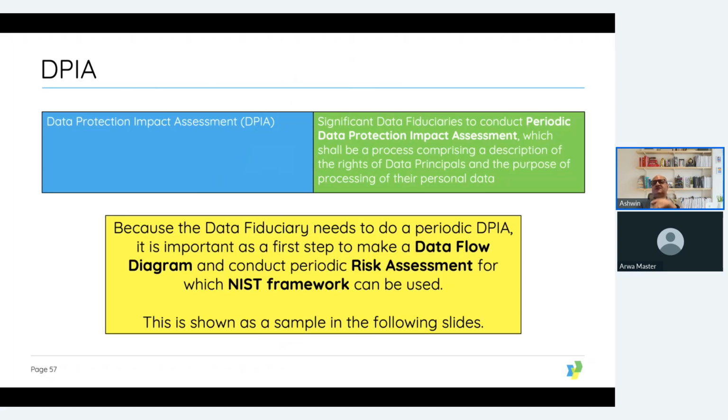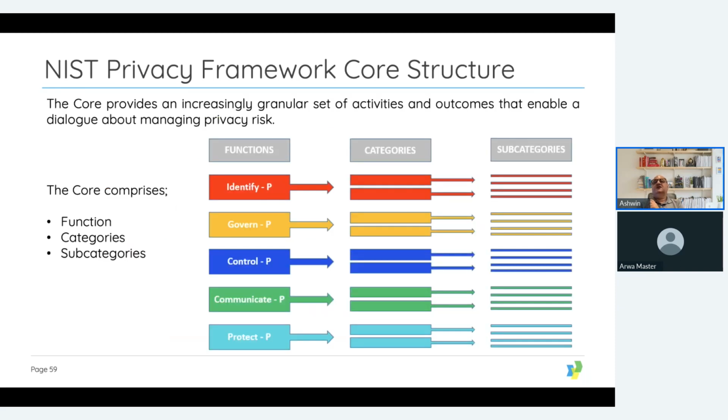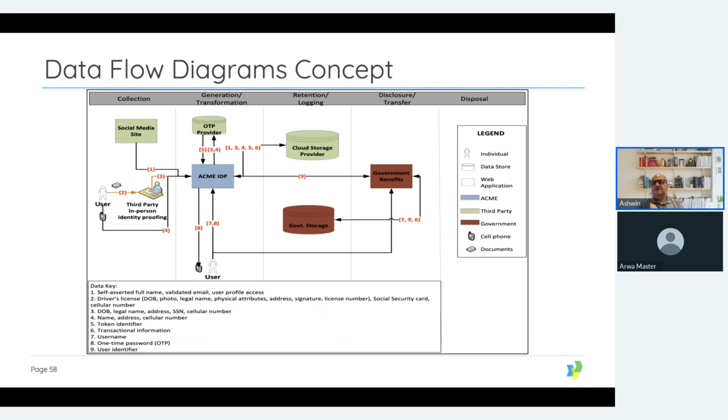Now, we just discussed this. Since the significant data fiduciary will need to do a privacy impact assessment, they can use the privacy framework to do this. But before you go into the framework, it is important to have a data governance system in place. You need to list down what all data sets you have, what databases you have, what data and metadata are in each of those databases, what are the aspects of the data that you're collecting, data keys, self-asserted, driver's license number, date of birth, legal name, address, token identification, transactional information, username, passwords.